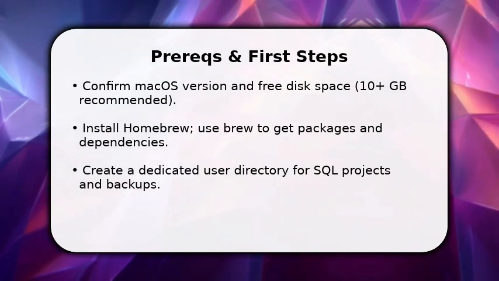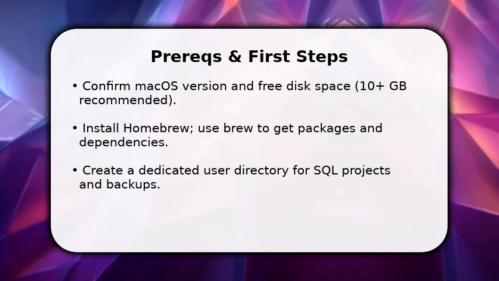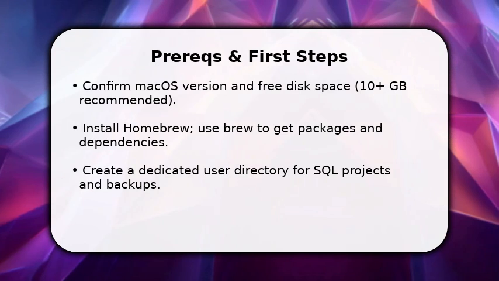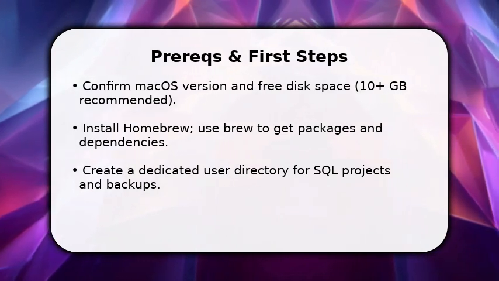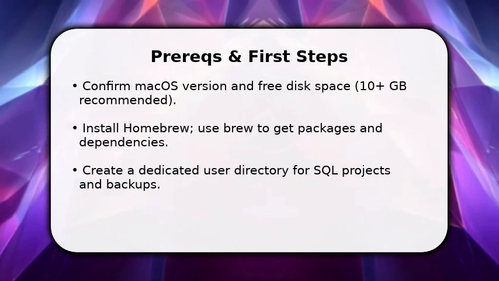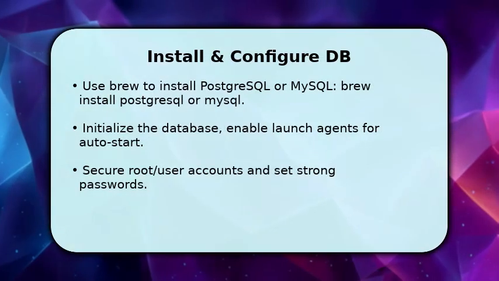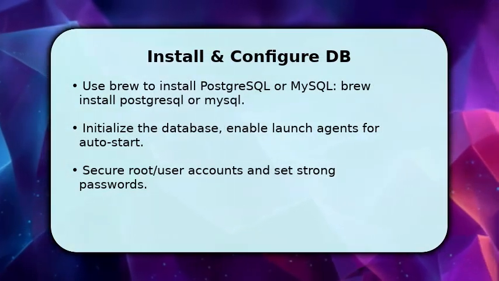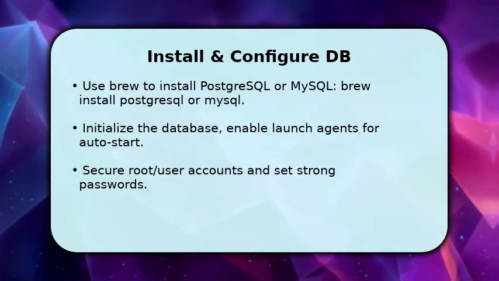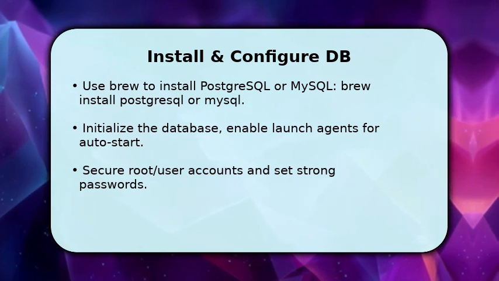After that, you're ready to install a database engine using brew and continue to the configuration steps. Now install the database engine using Homebrew and initialize its data directory. For example, brew install postgresql, then run initdb or brew services start postgresql to run it at login. Similarly for MySQL, follow the provided post-install instructions.